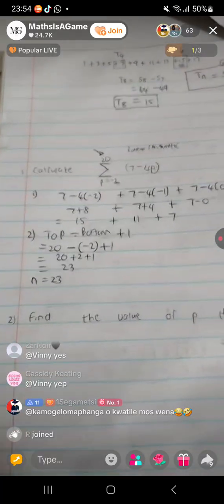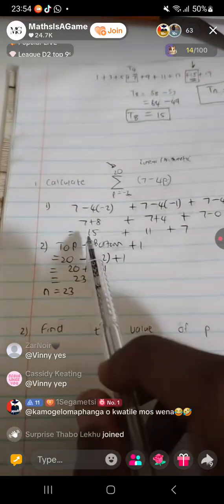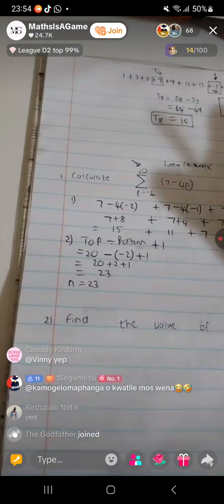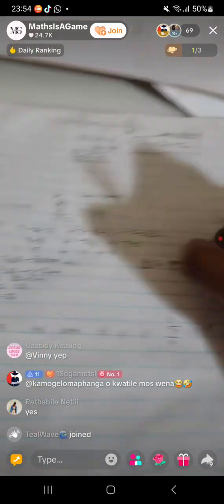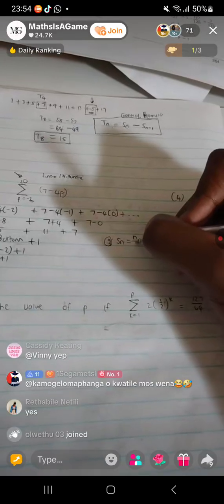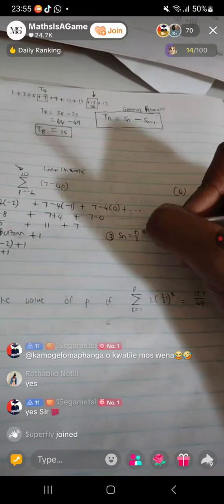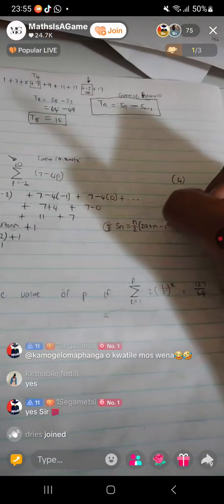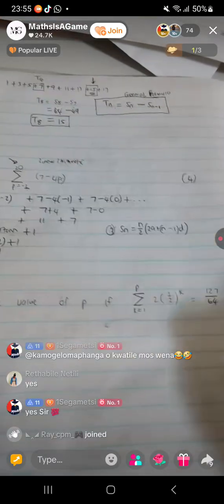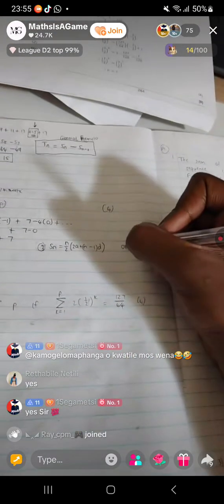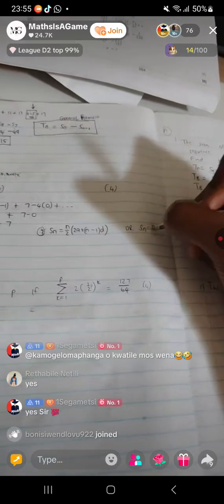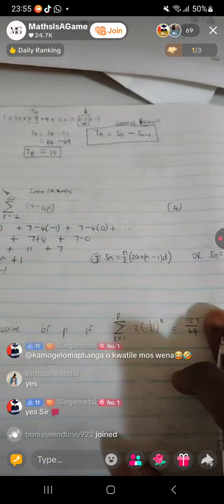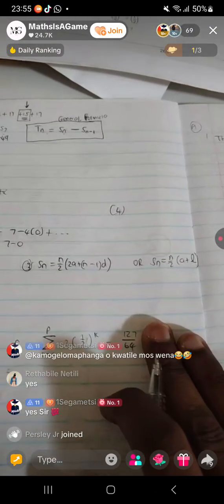Are you with me, guys? I hope you are feeling me here. This is an arithmetic sequence. The formula number 3 that we are going to use is either Sn equals n over 2 into 2a plus n minus 1 d. We can use this formula, or we can use the other formula. It's up to us which one we want to use.